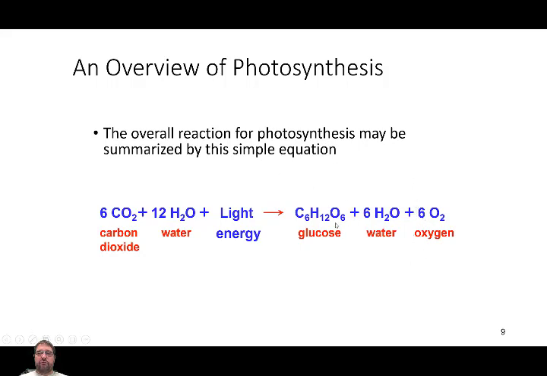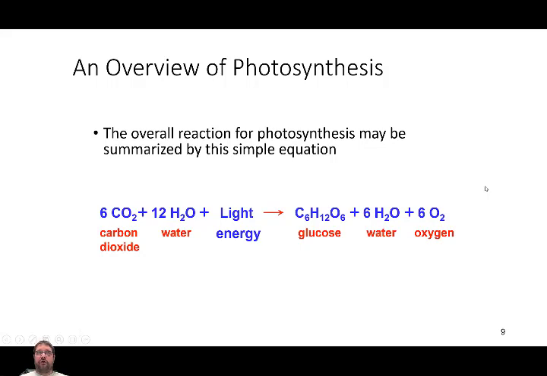Now, I want to make sure that you understand these are the products. Okay, these are the reactants. So glucose, water, and oxygen are the products of photosynthesis. But the only two that the plant is utilizing are glucose and water. Okay, oxygen, it truly is toxic for plants. So you can think of oxygen as it is a product, but it's a waste product. Okay, so they're getting rid of oxygen as fast as they can.